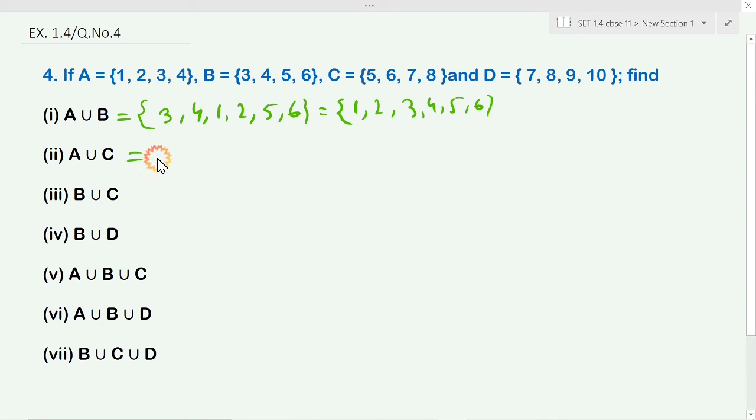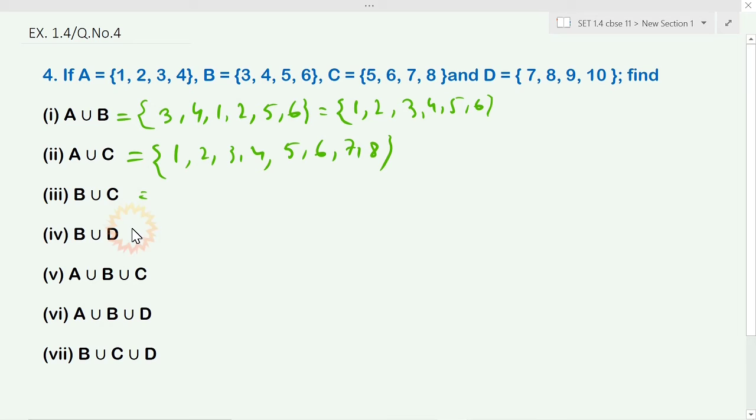Now A union C, is there any common number? No. So there is no common number, so just write all the elements of A and C. So 1 2 3 4 5 6 7 8.